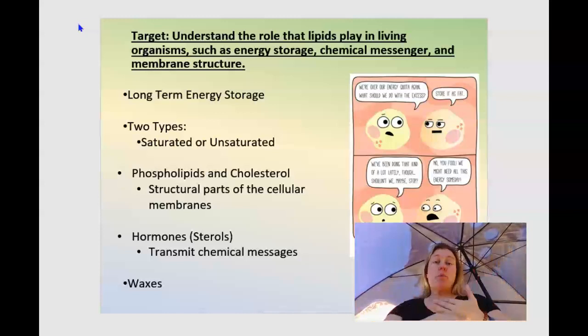There are also things called hormones that run through your system. Those are technically a steroid. They're used to transmit chemical messages. So the final one we're not going to talk a lot about are waxes.